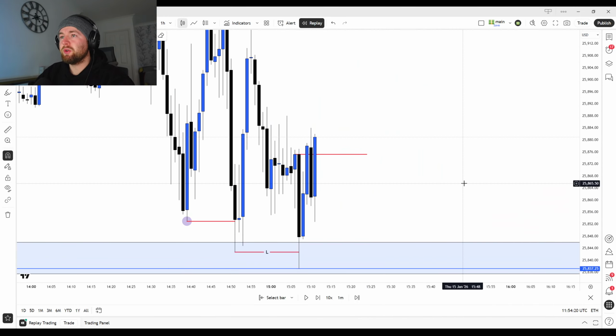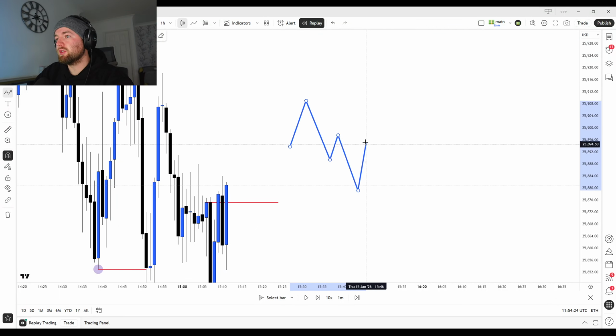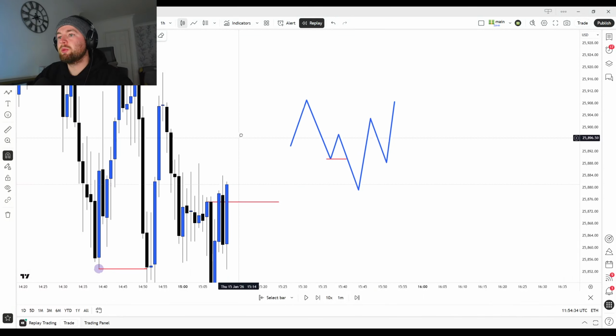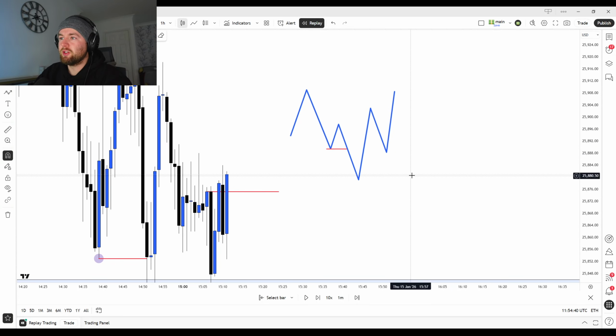Because you can either have just a singular break of structure like we got here, so we would have had the sweep, or you can have a double break of structure. The double break of structure is an extra confluence, so you can have one or two. When you have two, you can confirm that 70-80% of the time you're going to be correct. When you have a single, you're thinking 50-60% of the time we're going to be correct.